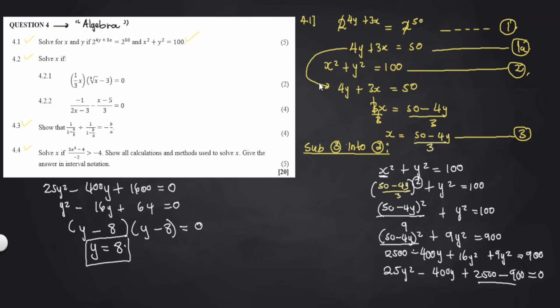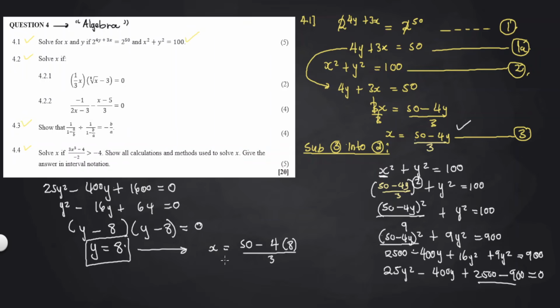All right, let's calculate x. We calculate x by substituting into the third equation. So x is equal to 50 minus 4 times y, where y is equal to 8, all divided by 3.